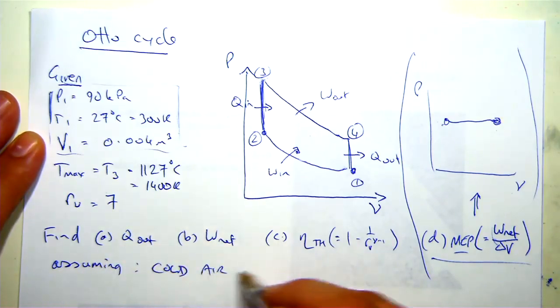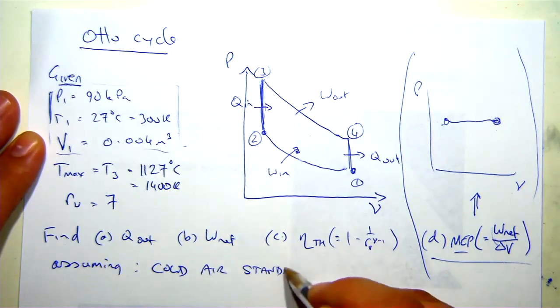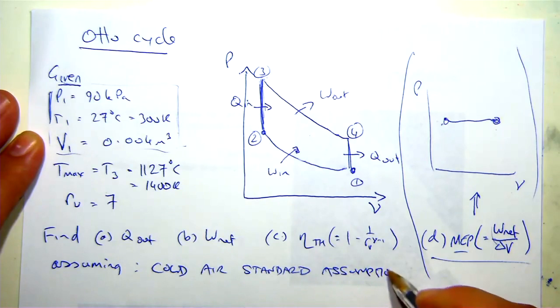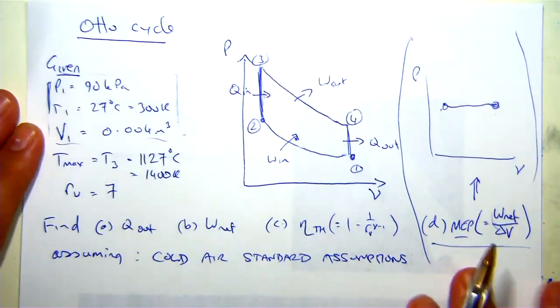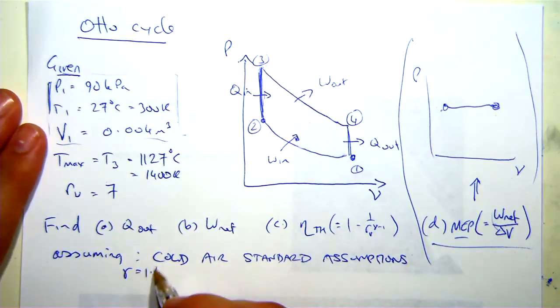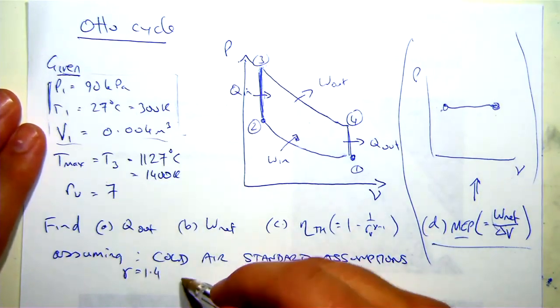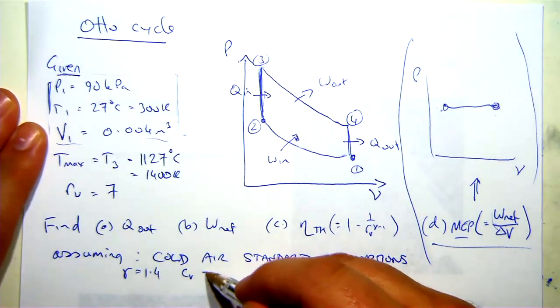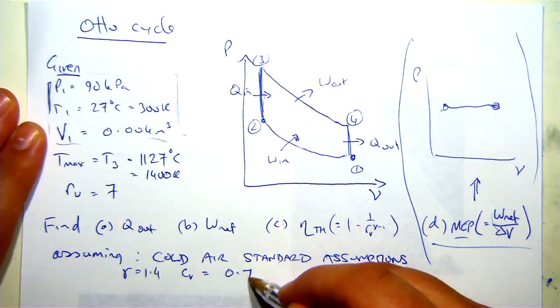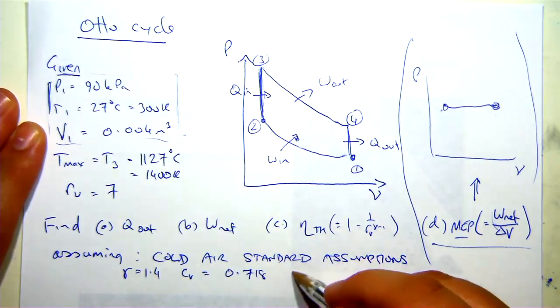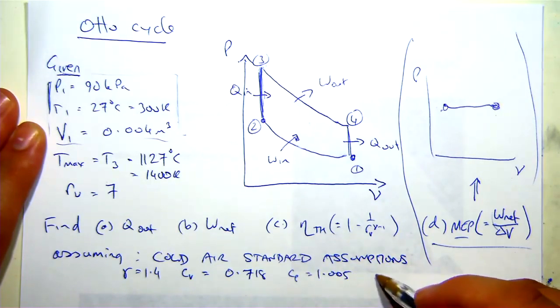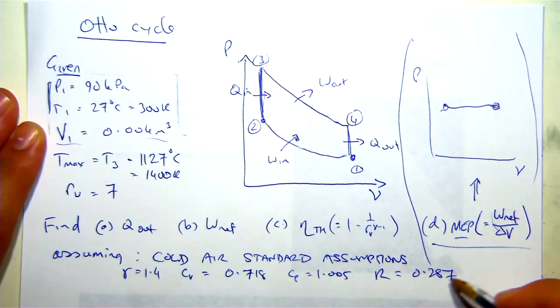Assuming cold air standard assumptions. With air, gamma equals 1.4. You would look that up or you were given it. We also can then take any other property for air. So CV for air, 0.718. If you wanted it, CP for air equals 1.005, R for air equals 0.287.